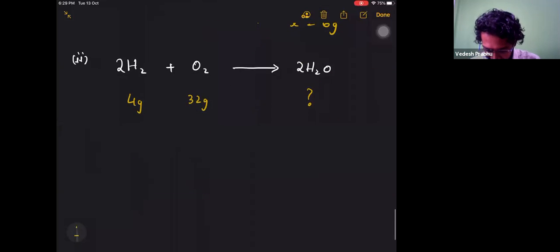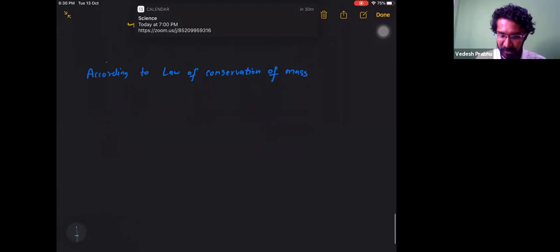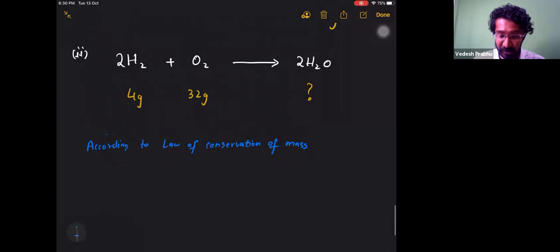Again, you should write here according to the law of conservation of mass. According to the law of conservation of mass, I have to see what exactly is happening.